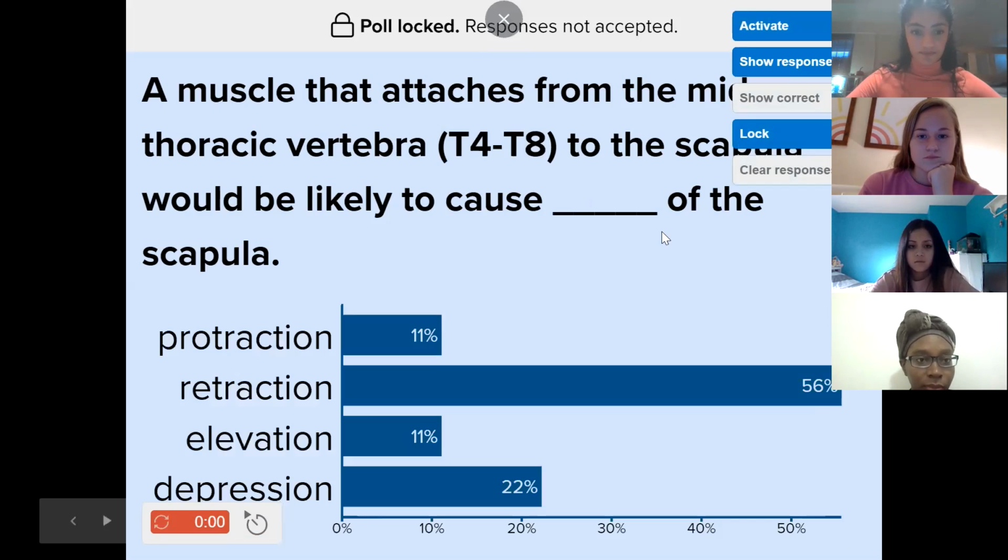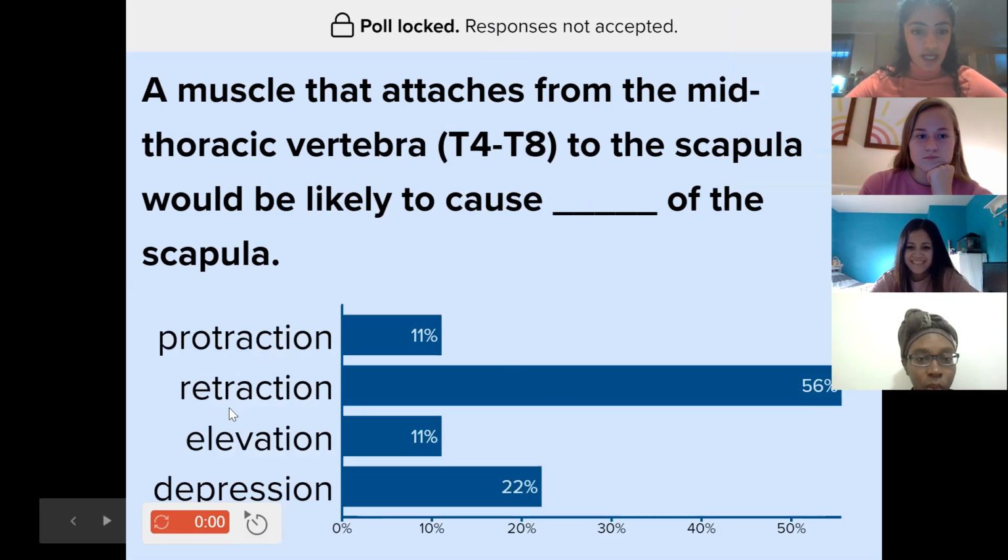So let's see what we thought. Great. So a majority of us thought that it would retract the muscle. And does everyone see how we came across that answer? So again, we said that the T4 through T8 vertebrae are generally in line with the scapula, maybe even a little bit lower. And we're going to draw a line between the scapula and those vertebrae. It's really hard to see when I'm not there in person. That muscle is just going to contract, and it's going to make that distance shorter. So by making that distance shorter, we have retracted the scapula, right?